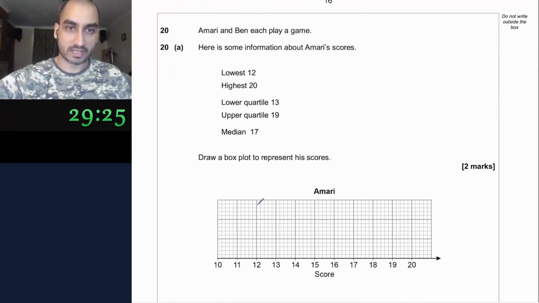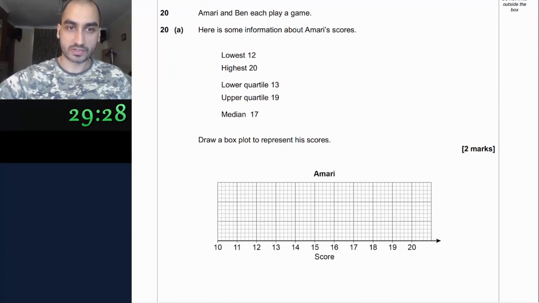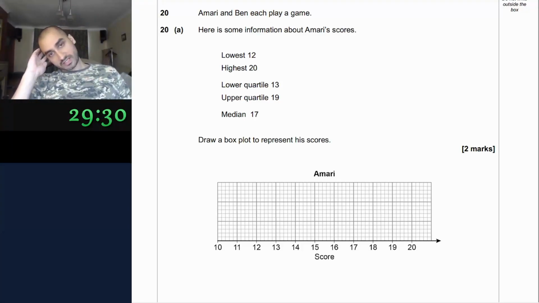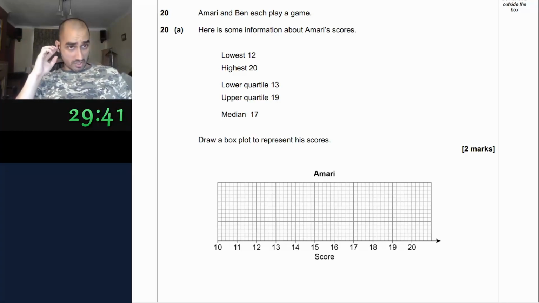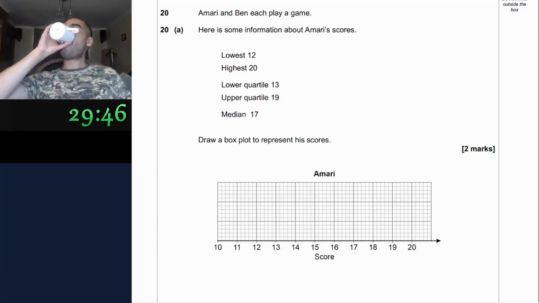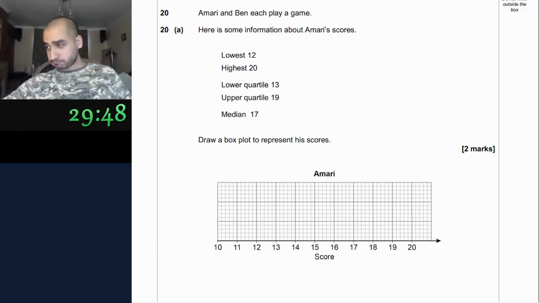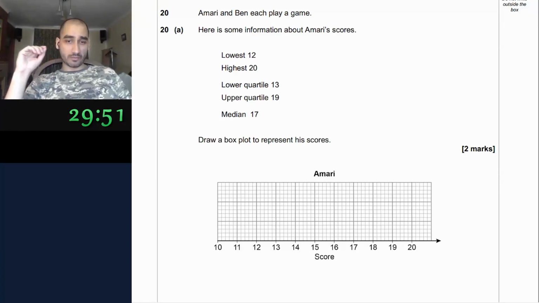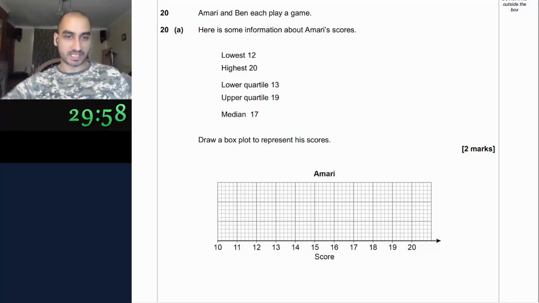Amari and Ben each play a game. Here's some information about Amari's scores. Lowest 12, highest 20, lower quartile 13, upper quartile 19, median 17. Draw a box plot to represent his scores. Is a box plot the same as a box and whisker plot? I guess it must be. So do they want whiskers? Another thing which seems conceptually useful when you learn it in school, but I've never seen anyone use a box and whisker plot in real business statistics.